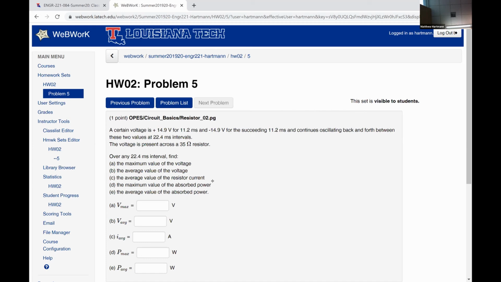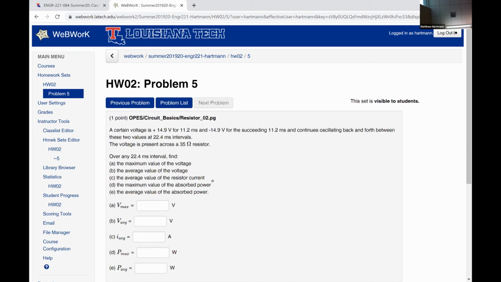The average value of the voltage. So if it's 14.9 volts half the time and negative 14.9 volts the other half of the time, the average value of the voltage should be 0. The average value of the resistor current should also be 0 for the same reason. The maximum value of the absorbed power, so when the voltage is at a maximum, it'll be V squared over R. And the average value of the absorbed power.